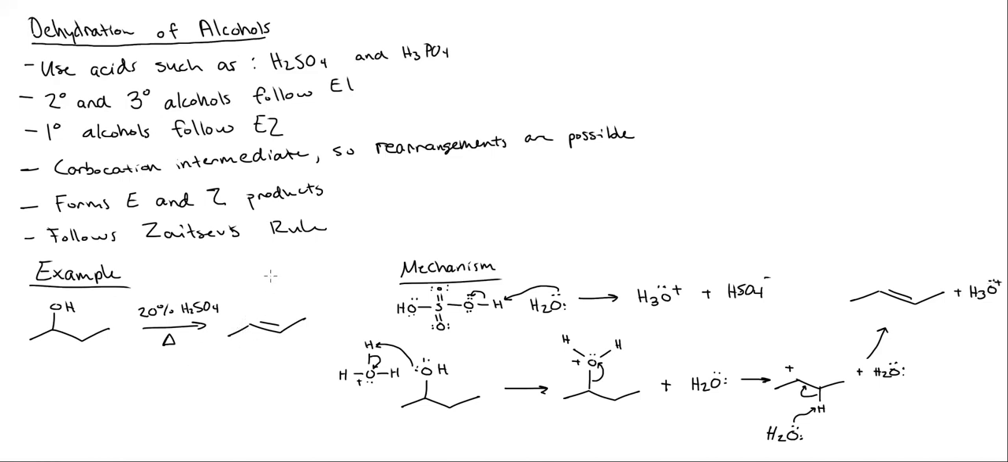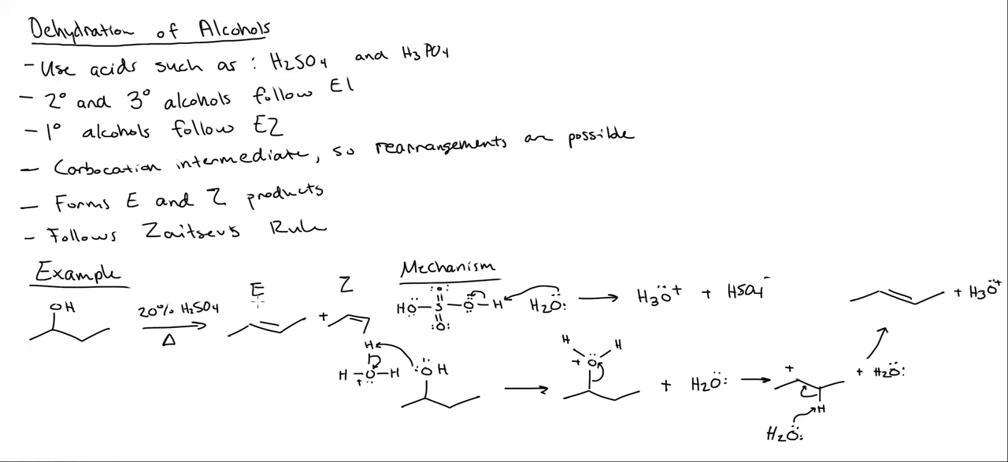The only other thing that we need to mention is that we do form this product, but we also form this product, okay? So just like this is E and this is Z, we form both E and Z products. So these are both major, because this follows Zaitsev rule, but it forms E and Z as well. Just like E1, this is no different than E1, right? It just so happens to be an alcohol instead of an alkyl halide. So we form both E and Z in this reaction.